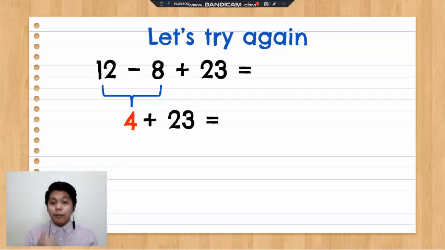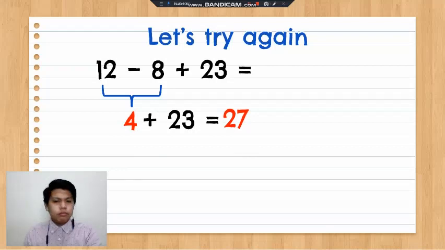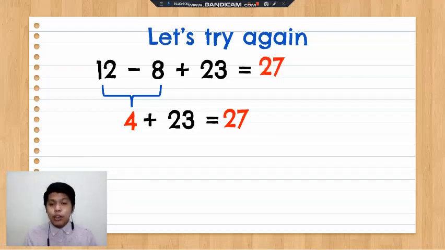well done. You may continue counting 23, 24, 25, 26, 27. The answer is 27. Now let's start off with the next one. Answer is 27. That is our final answer. So 12 minus 8 plus 23 is equal to 27.